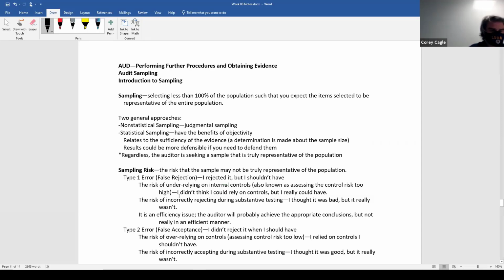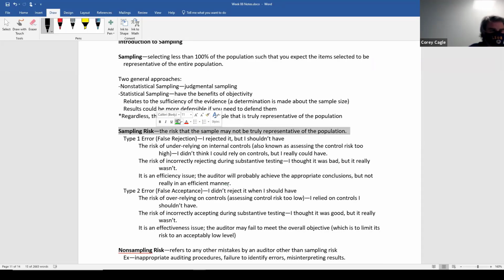All this stuff about sampling risk. So sampling risk is a definition that the sample you ended up with is not representative of the population. So that can cause problems. It can cause two types of problems. And all this is fairly important. So the errors that can occur because your sample is not good, there are two types. There's a type 1 error, which is a false rejection, which is saying I rejected this, but I shouldn't have. I said it was bad, but it was actually fine. That's one thing that could happen because your sample is not good, right?